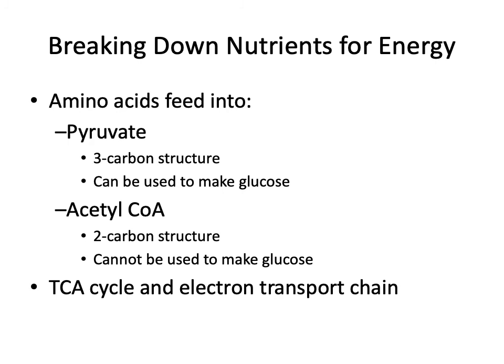Other amino acids are converted directly into acetyl-CoA and feed into the TCA cycle. And again, if that's the case, we cannot go backwards and make glucose. So we cannot make glucose out of those amino acids that feed directly into acetyl-CoA. Other amino acids feed into intermediates of the TCA cycle. And again, we wouldn't be able to synthesize glucose from those.